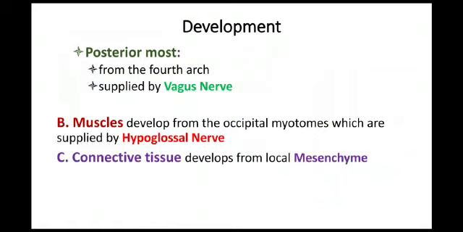The posteriormost part of the tongue is derived from the fourth arch, hence supplied by the vagus nerve. All the muscles are developed from the occipital myotomes, hence supplied by the hypoglossal nerve. Connective tissue develops from the local mesenchyme.